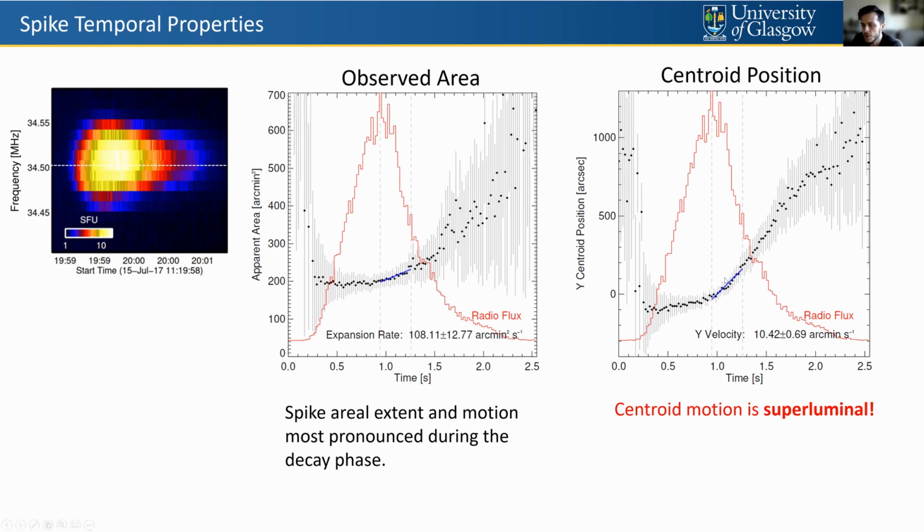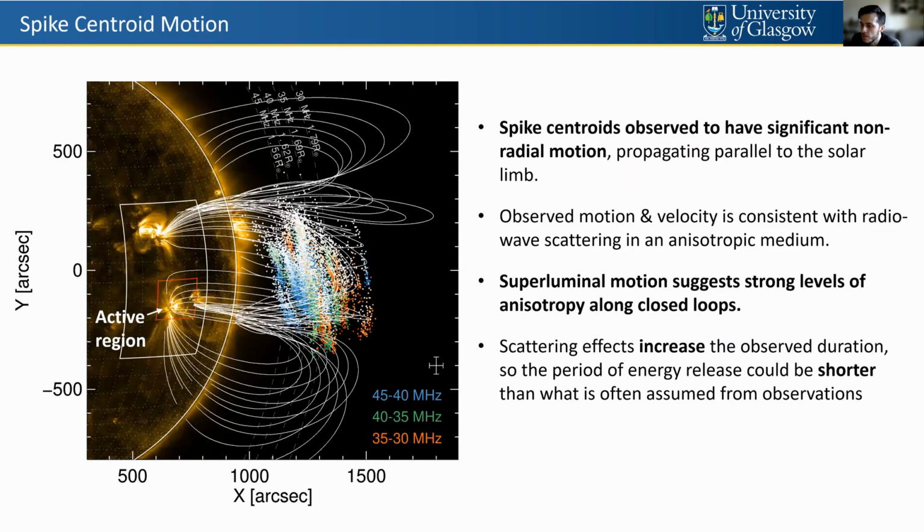And in fact, this motion that you see is actually superluminal, up to 1.5 c for this case. Now, this superluminal motion is not that of the exciter, but is caused by the scattering of the radio waves due to an anisotropic turbulent medium. And this causes the radio waves to be scattered preferentially in the direction of the guiding magnetic field.